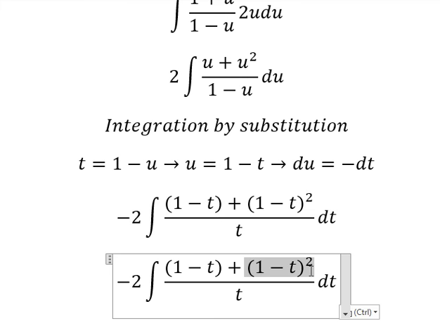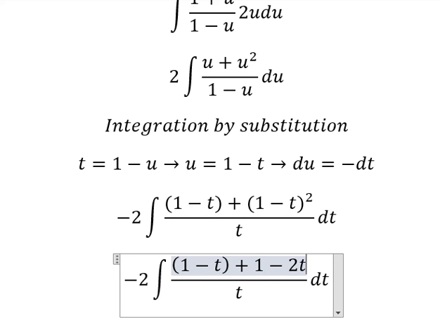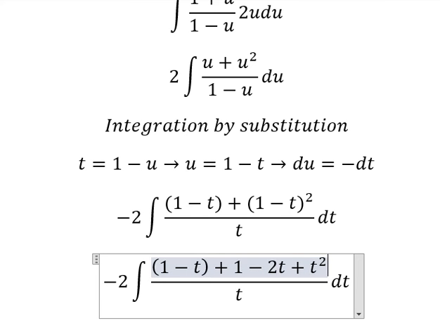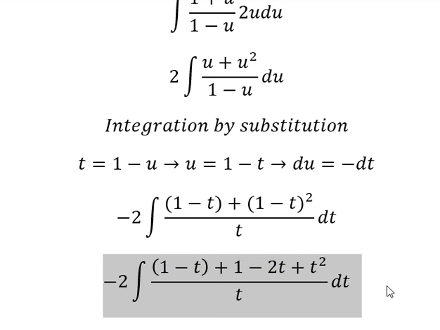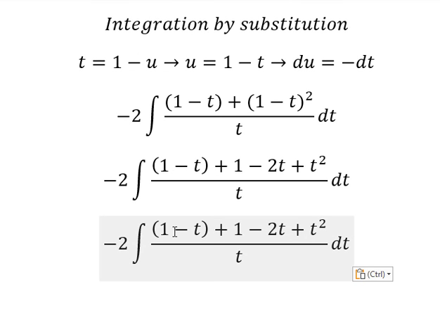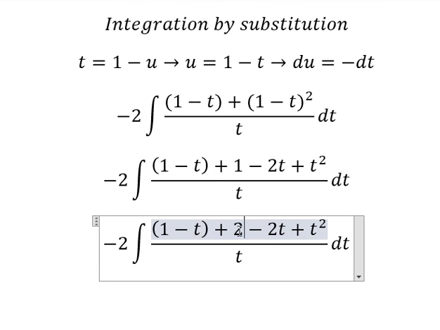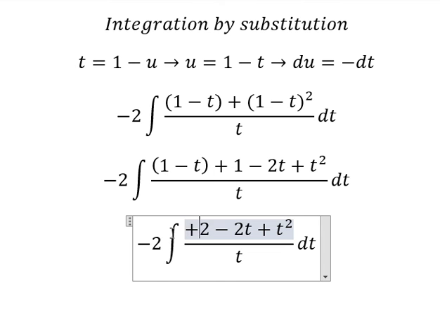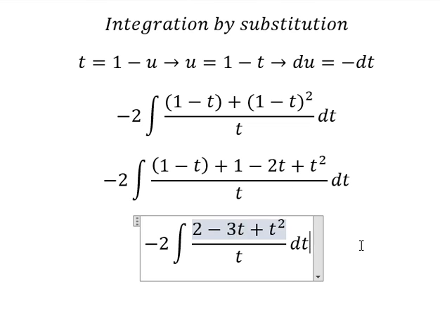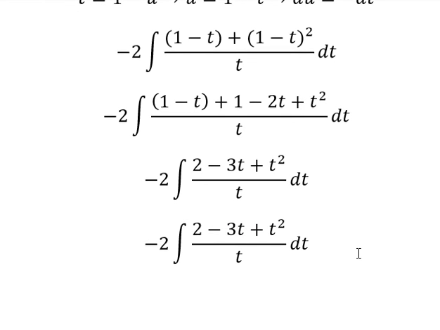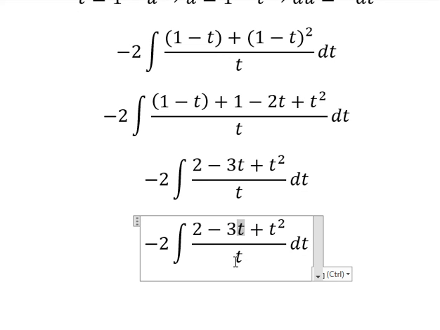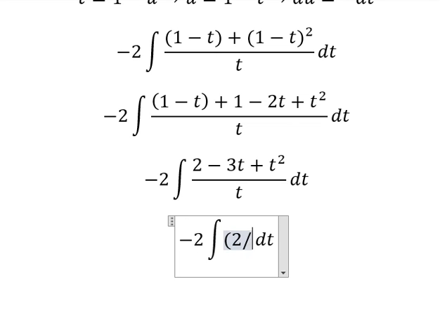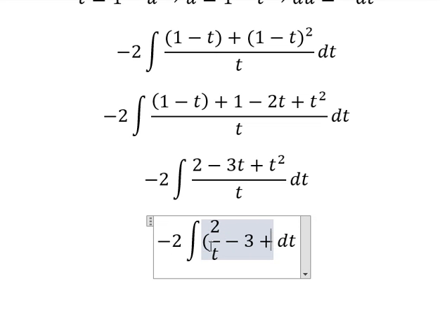This one we need to expand. Next, 1 plus 1 is number 2. Negative t, negative 2t. We have negative 3t. So we have number 2 divided by t, divided by t squared, divided by t. So we have 2 over t minus 3 plus t.